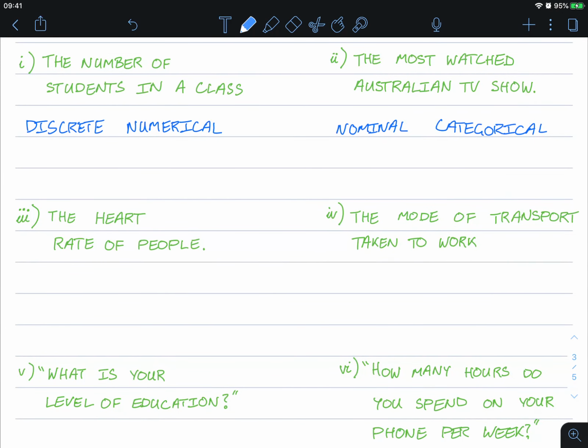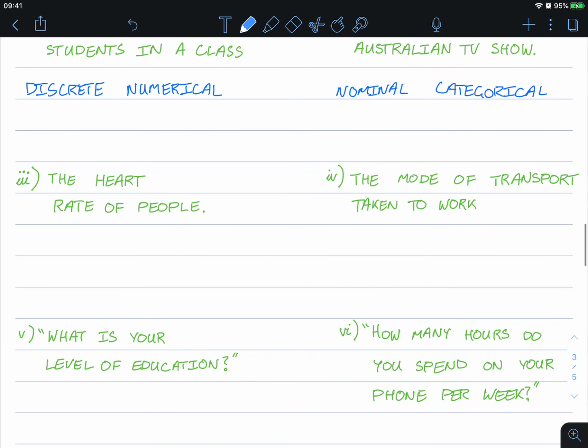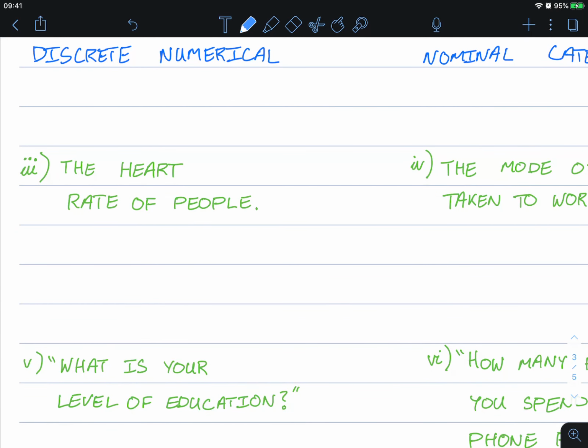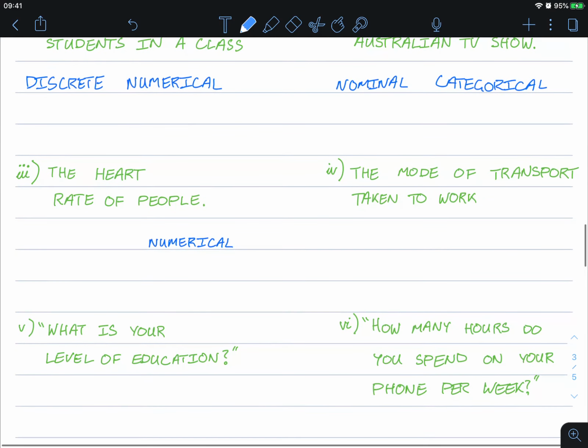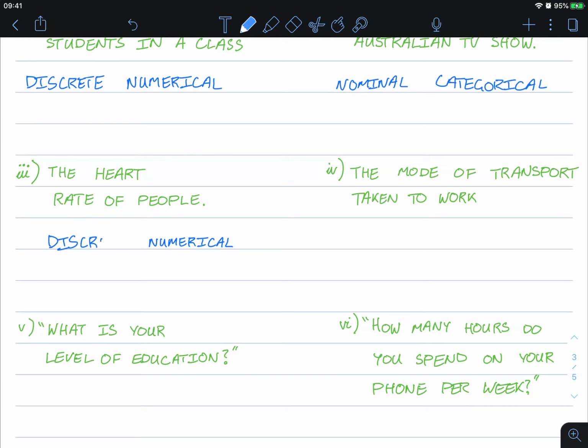The heart rate of people. Well, this is definitely dealing with some sort of number because it's beats per minute. So this is numerical. And now here's the difficult part, because depending on who you ask, from my research, from my understanding, you cannot possibly get half a heartbeat. So I would argue that this is discrete numerical data.